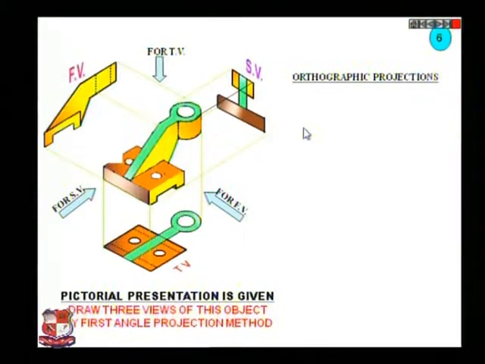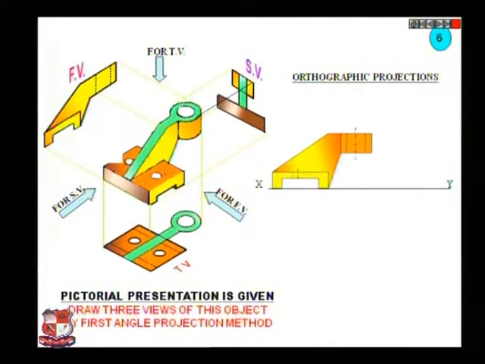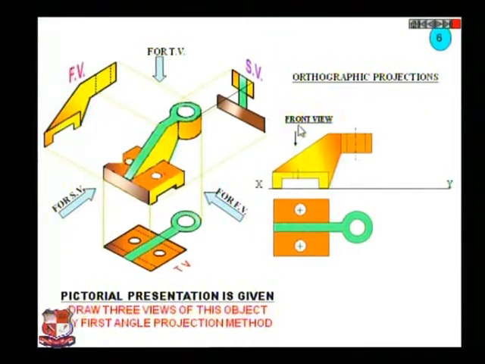Now how to draw the orthographic projection of this object? For that, draw the XY line, and draw its front view with appropriate dimensions which are given in the object. Draw appropriate lines, dotted lines, and center lines which are there in the object. This is the front view, and from the front view take projections.